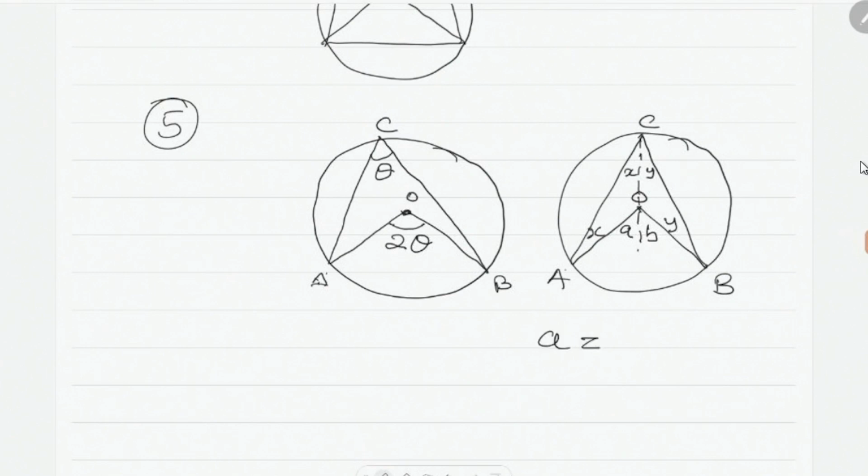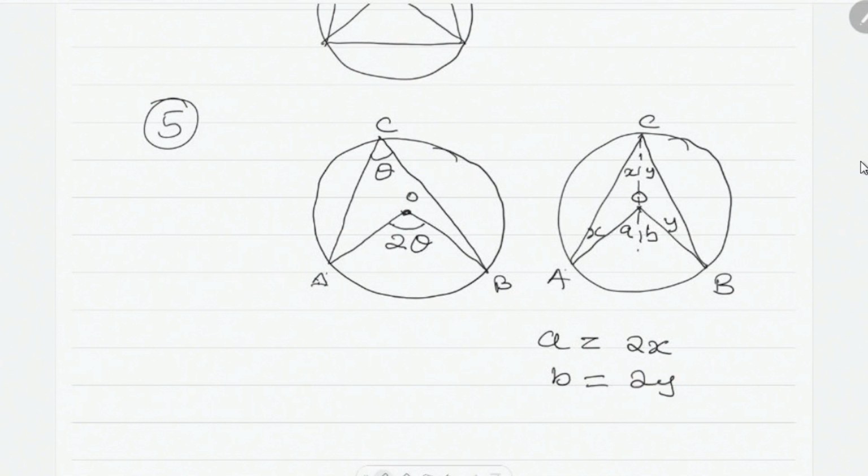So we now see from the diagram here that one exterior angle is equal to the sum of 2 interior opposite angles. So A is the same as X plus X, which is the same as 2X. And B is also equal to the sum of 2 interior angles, which is Y plus Y. So it will be 2Y.